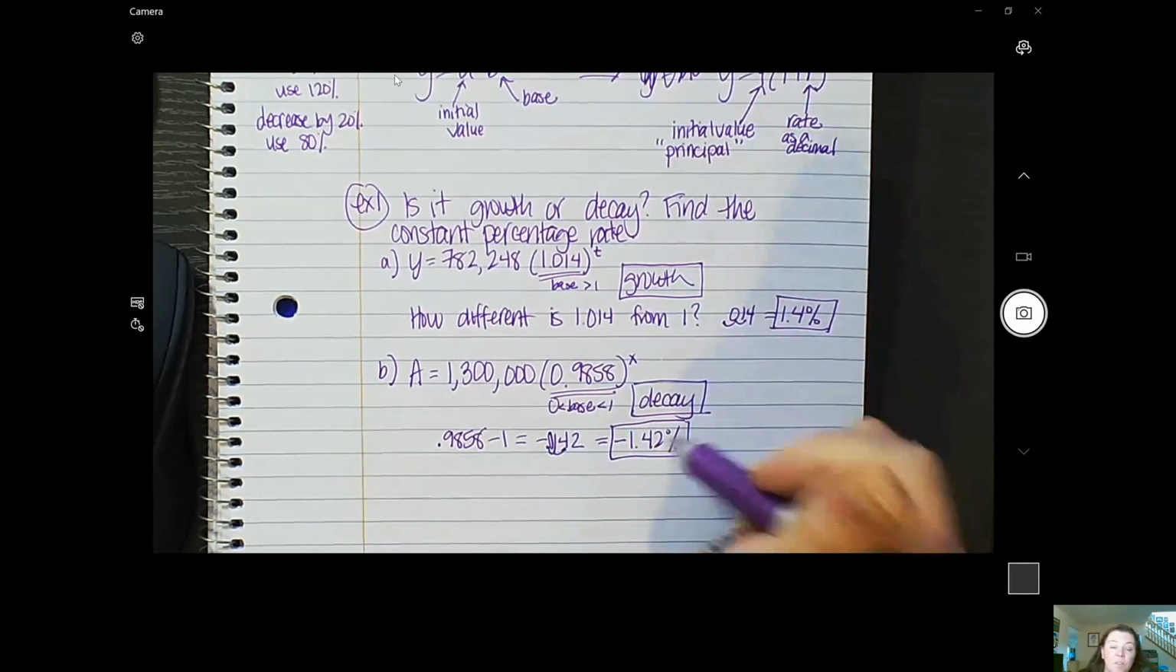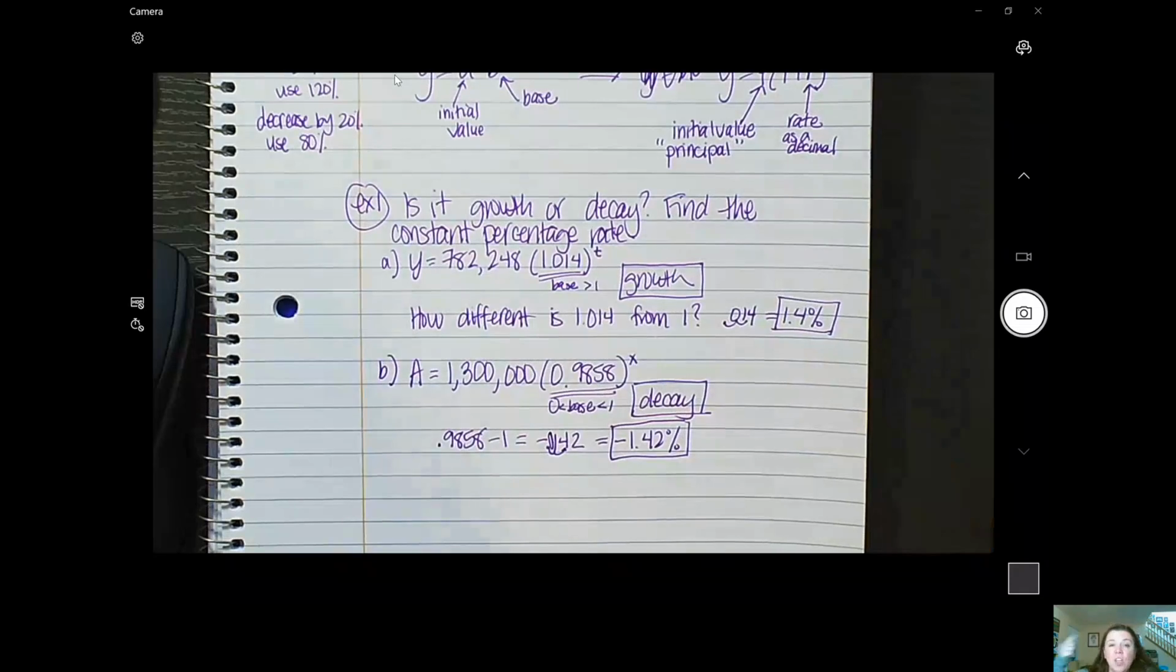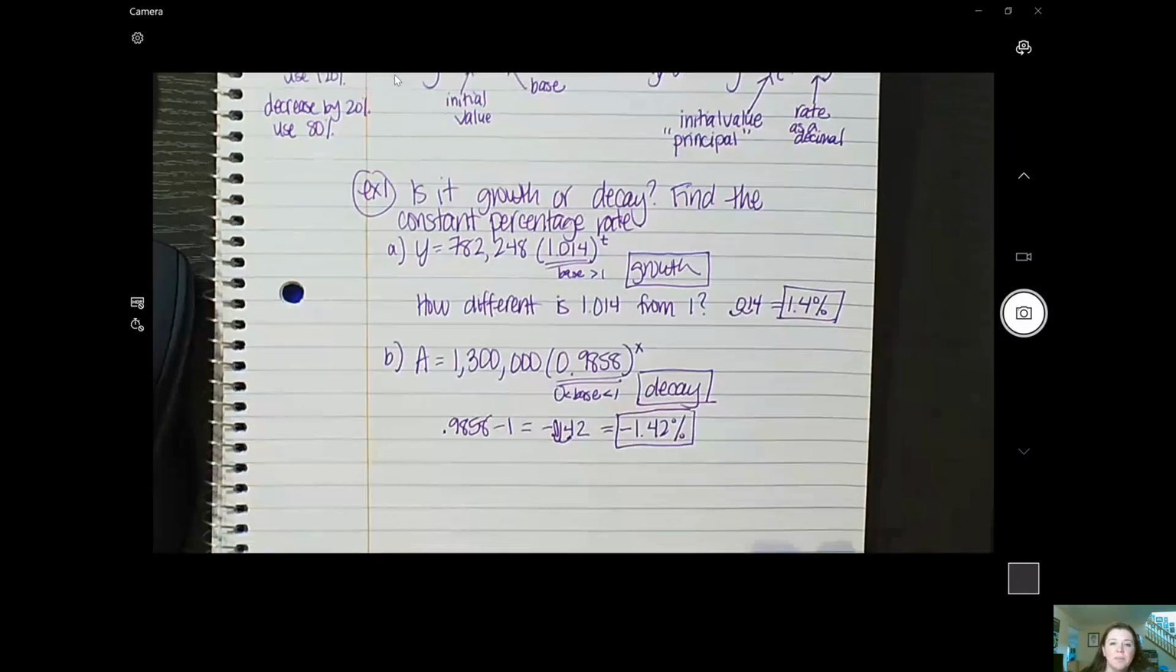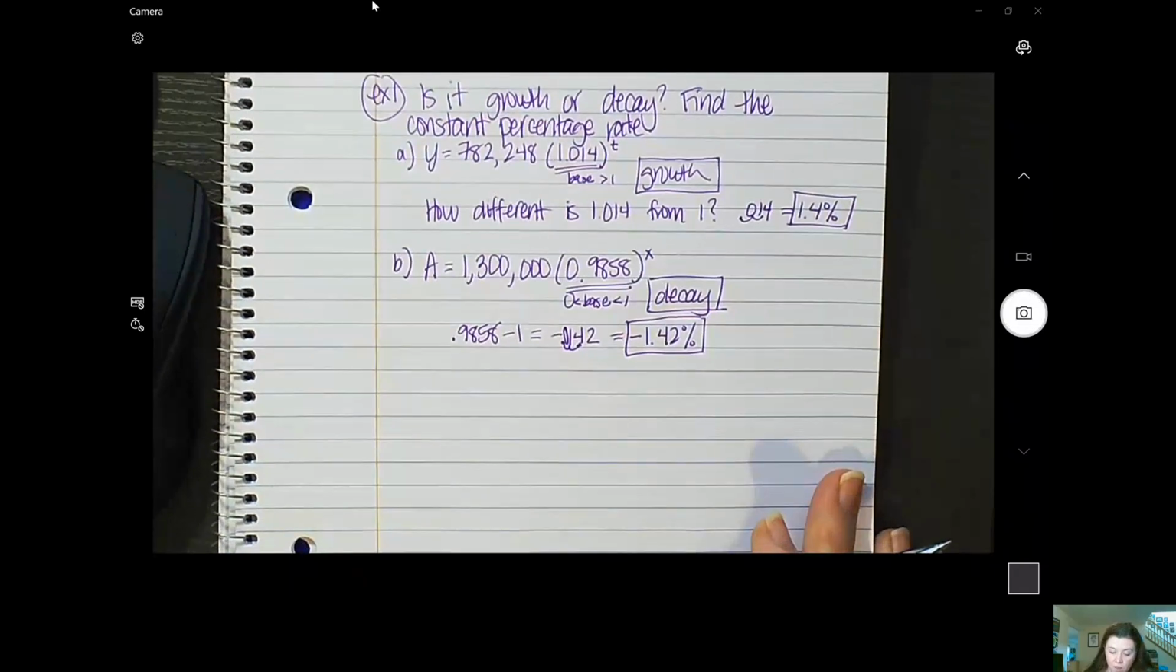So that negative percent is a pretty good indicator that it's going to be decay because it's decreasing over time. That's why you got a negative percent. All right.